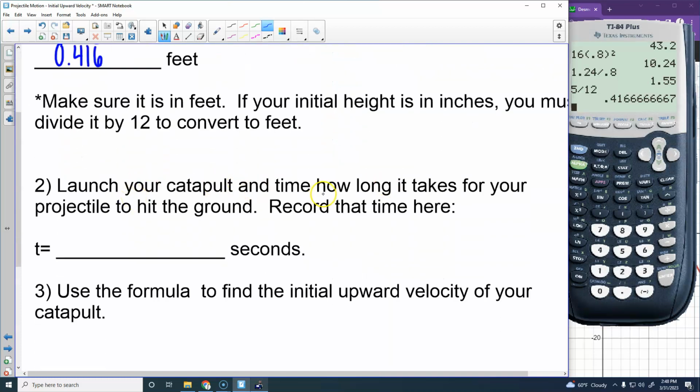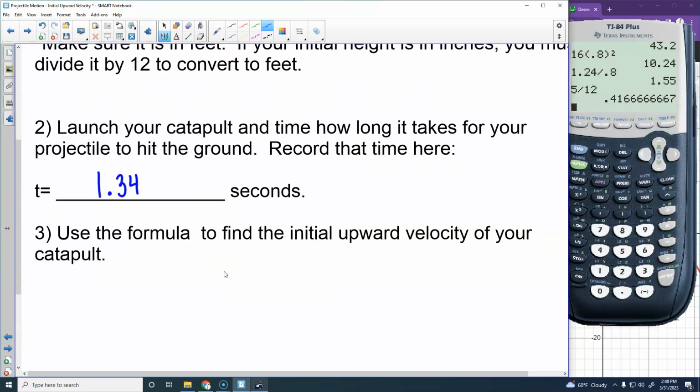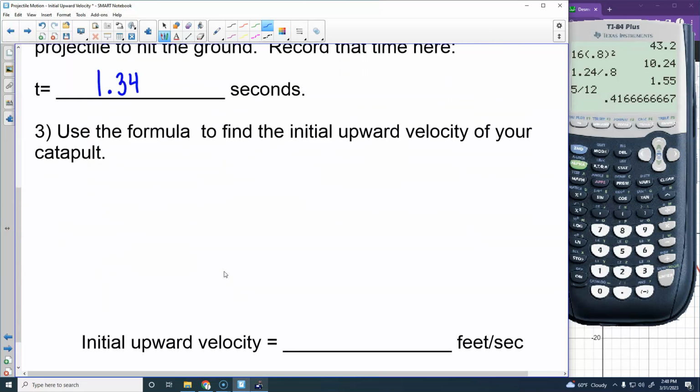All right, we're going to launch the catapult. We did that. We're going to go with 1.34 since I did get that number twice. Then we need to use our formula to find initial upward velocity. So h of t equals h sub 0 plus v sub 0 t minus 16 t squared. We're trying to find initial upward velocity, so we're not going to put anything there.